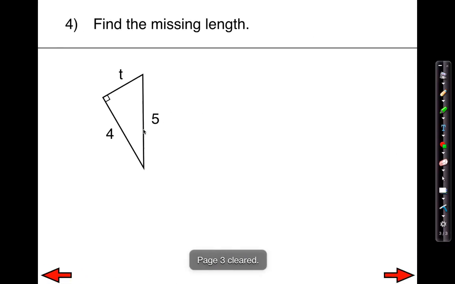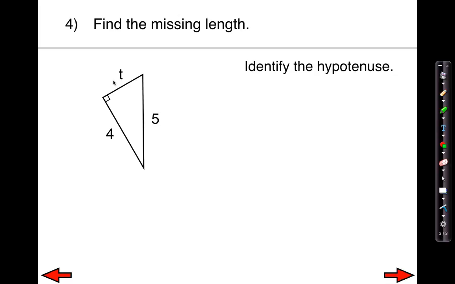Okay. So now let's move on to another type. So here, first of all, let's use the Pythagorean theorem. So we're going to figure out which one's the hypotenuse. Here you're going to find the hypotenuse is actually a number. It's not a variable this time, which is okay. So I'm going to label 5 as the hypotenuse, and I'm going to label 4 and t as the legs.